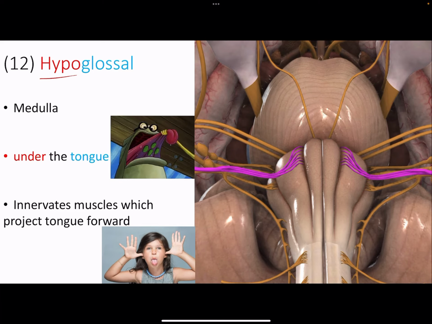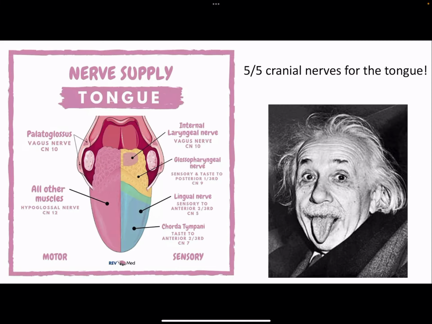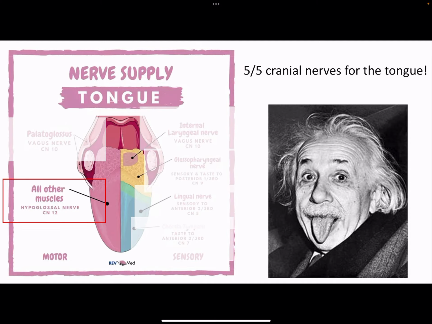Hypoglossal, under the tongue. So it's under the tongue is what this is innervating, but it's largely actually for projecting the tongue forward. So it's going to be most of the motor output for the tongue. Yeah, motor output, a lot of the muscles here. And so we kind of ignored a little bit the vagus nerve in the tongue. I don't think that's so important. So the hypoglossal is going to be pushing your tongue out.